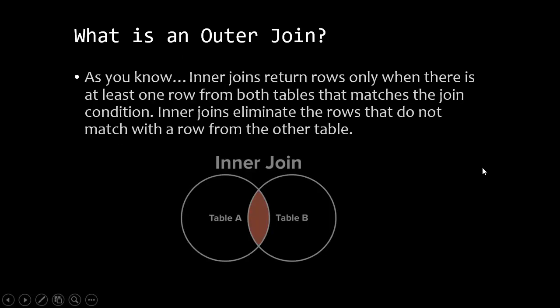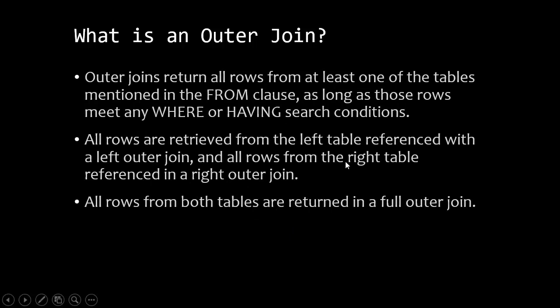All right. So what's an outer join? Well, as you know, inner joins return rows only when there is at least one row in both tables that matches the join condition. So hopefully you know that by now. You feel pretty comfortable with that by now, and you're able to execute those by now. Based upon this little drawing right here, basically we have table A, table B, and whatever matches. And again, we always match based upon the primary key and the foreign key in the related table is what's returned.